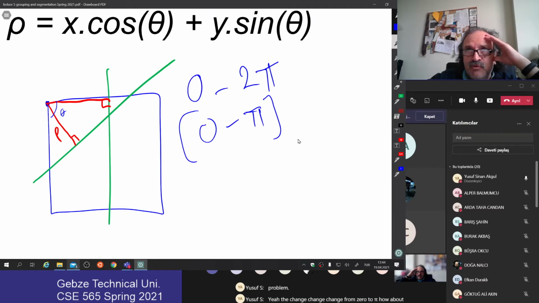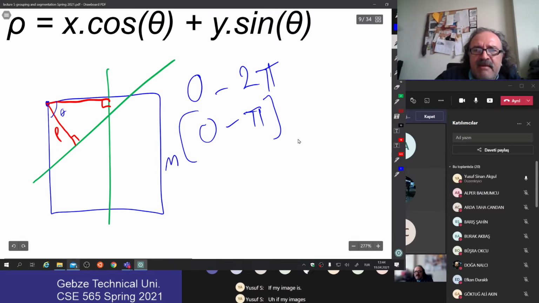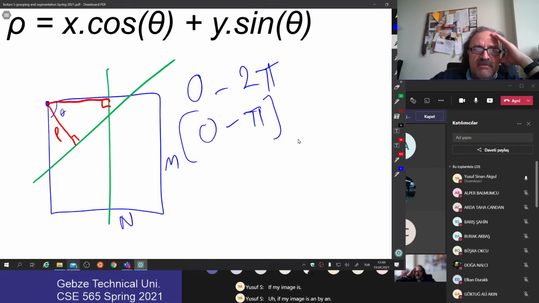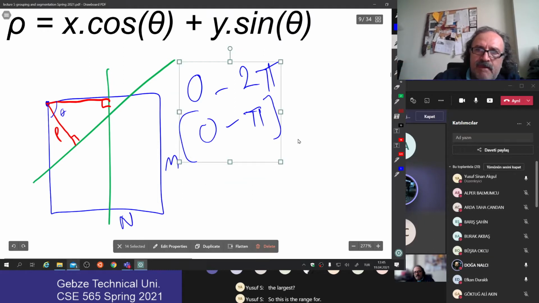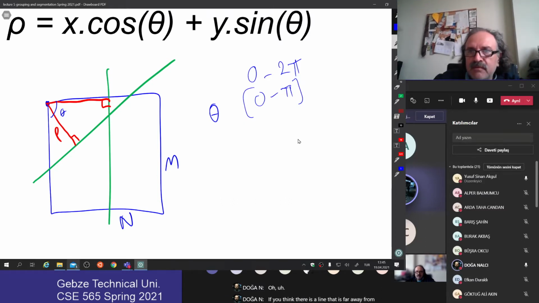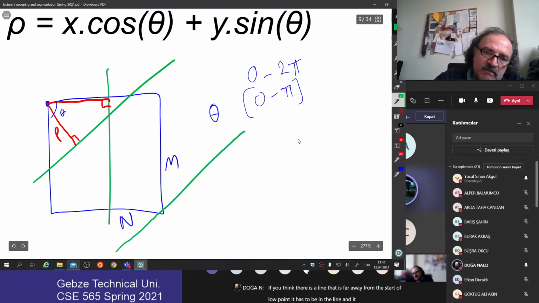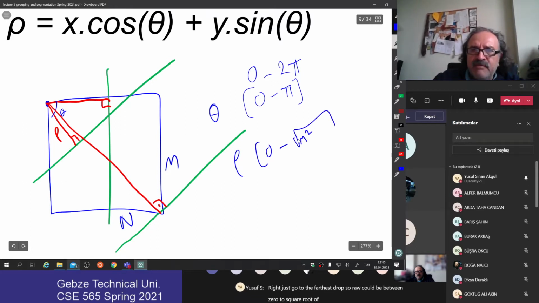How about rho? What would be the largest rho number? If my image is m by n, what is the largest rho number? The smallest is 0. What is the largest? A line that is far away from the origin has to be within the image, and the farthest point is at the hypotenuse. So this could be the farthest rho. Rho could be between 0 and the square root of m squared plus n squared.